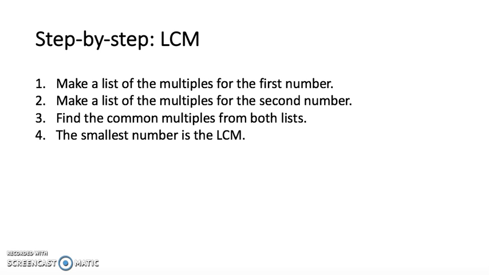And then after you have these two lists, again, you want to spot common multiples. When you find a common multiple, you know that is going to be your LCM, because the smallest common multiple is the LCM.